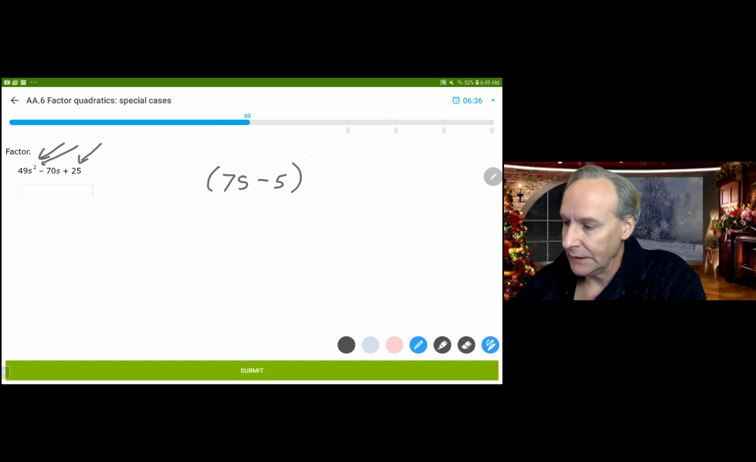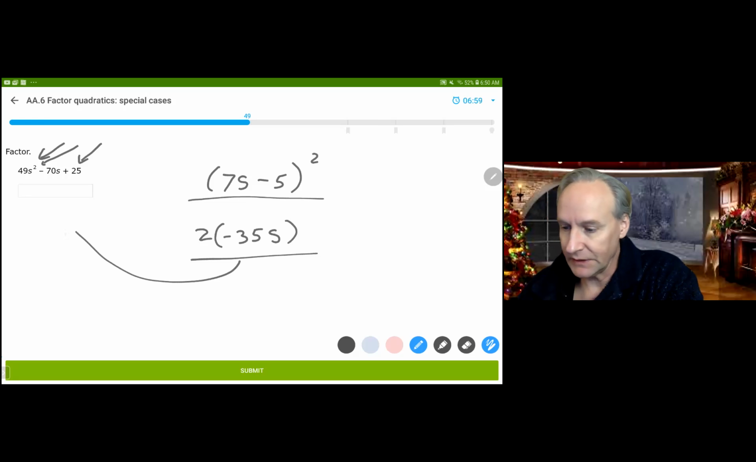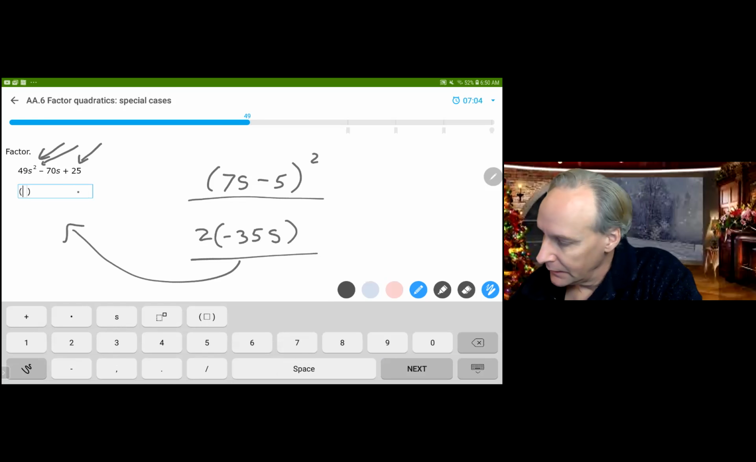Now the question is, is this a perfect square trinomial? And of course, it's in the special case section, so I'm suspecting it is. But what you want to do to check it is multiply these two terms together. Negative 35s is the product. And if you double it, do you get the middle term? And you sure do. So 7s minus 5 squared. There we go.